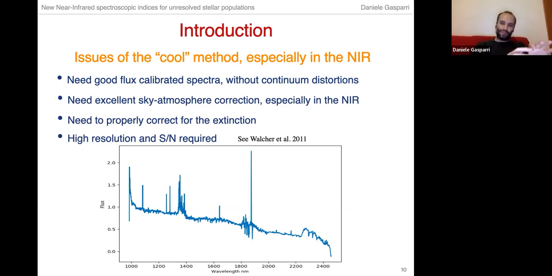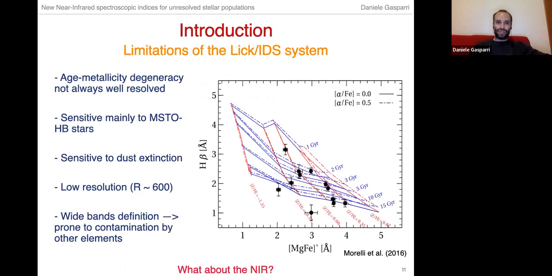I focused my work on the spectroscopic indices approach. Of course, in the optical part, the spectroscopic indices have some issues. Otherwise, you can ask, why did you focus on looking for spectroscopic indices in the near-infrared when we have a system of indices in the optical part of the spectra that works perfectly? Because it doesn't work perfectly.